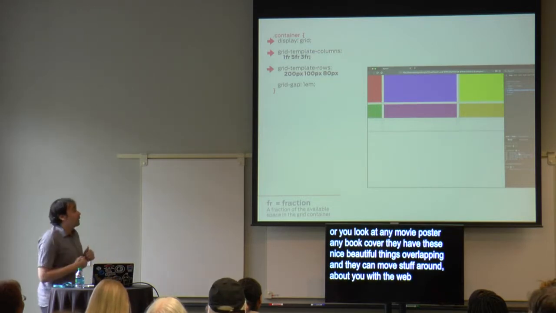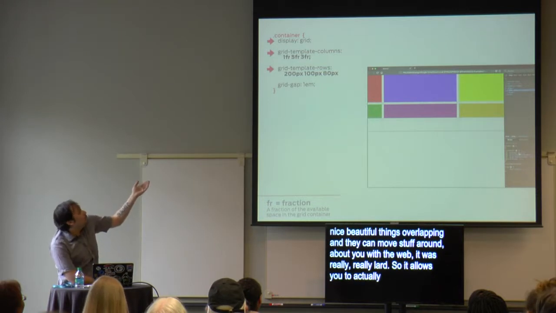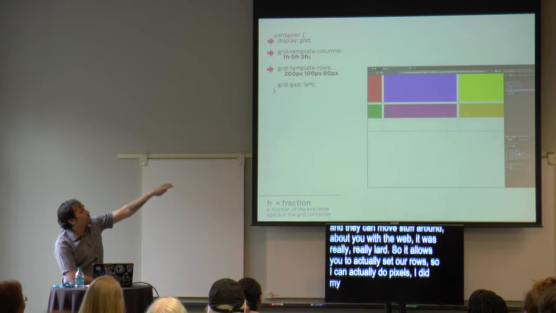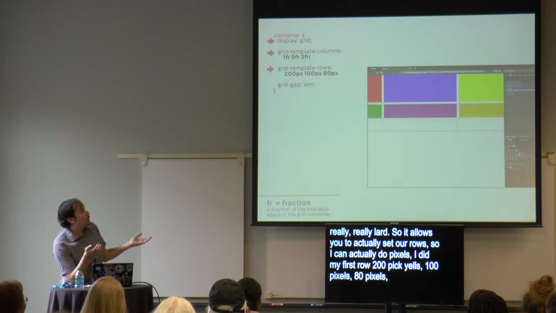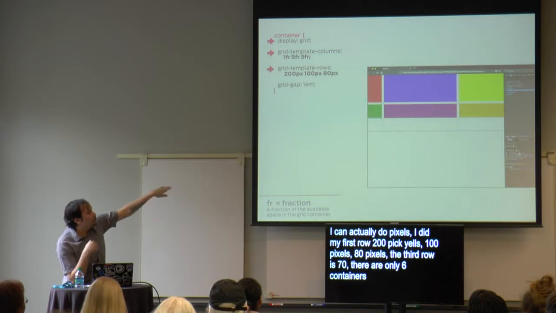So template rows does that. It allows us to actually set our rows. So here, instead of fr, I can actually do pixels. I did my first row 200 pixels, the second row 100 pixels, the third row 80 pixels. And you see what's happening there. The third row is empty. I only did six containers. But it's white space. White space exists now. We can do whatever we want in that spot.